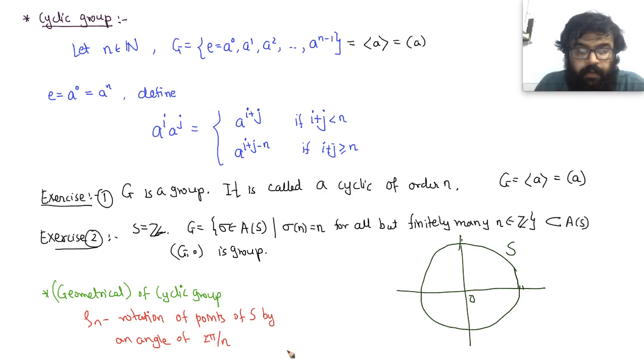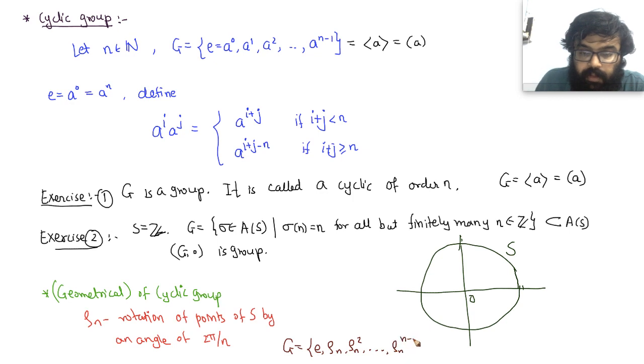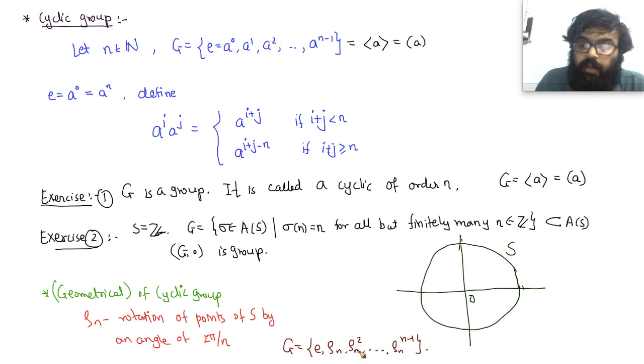Then G equals the group E, rho n, rho n square, and so on, up to rho n to the power n minus 1, right? So this is the cycle. This is rotation by 2 pi by n, then 4 pi by n, it's the square, and so on. So this is a cyclic group of order n.